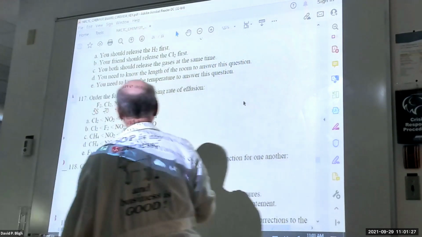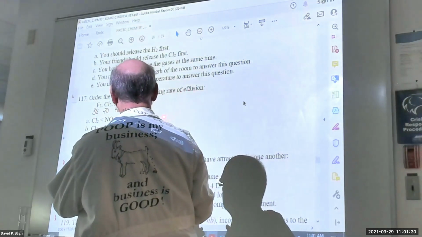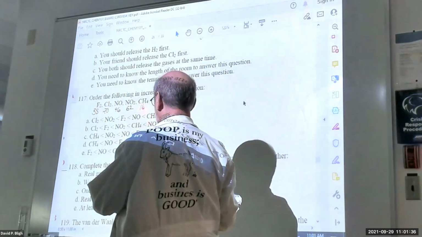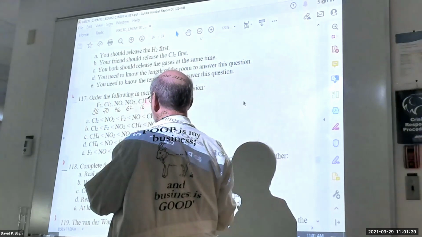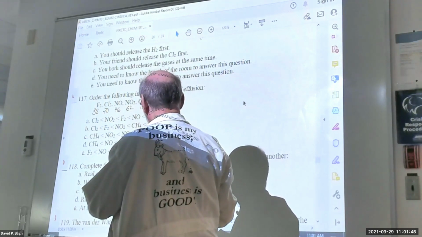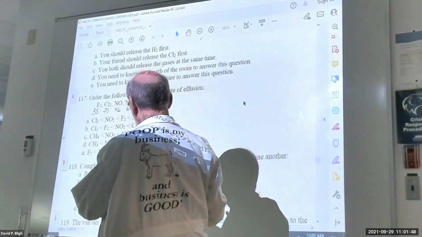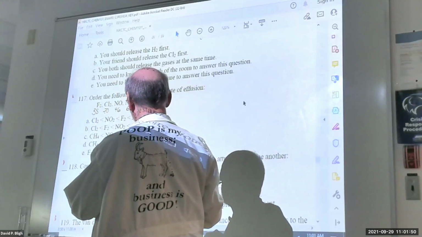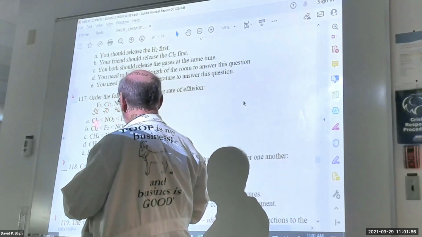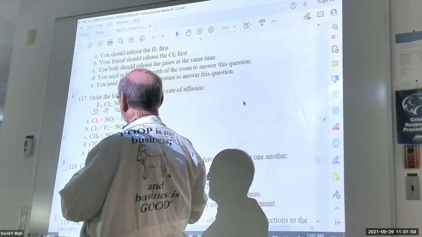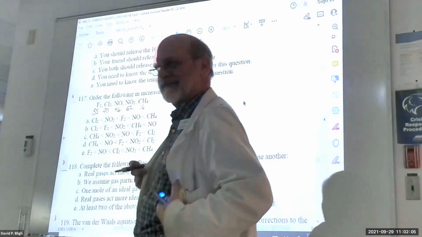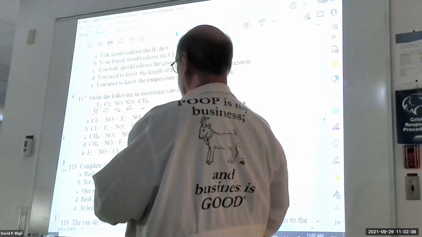So in order of increasing rate of effusion, the fastest one is going to be the lightest. Increasing means the fastest one is on this end, so it's either this one or that one. How about the slowest one? It's going to be chlorine, correct? We didn't even have to do the rest of it because this is multiple choice, but if we put them in order, they would be like that.